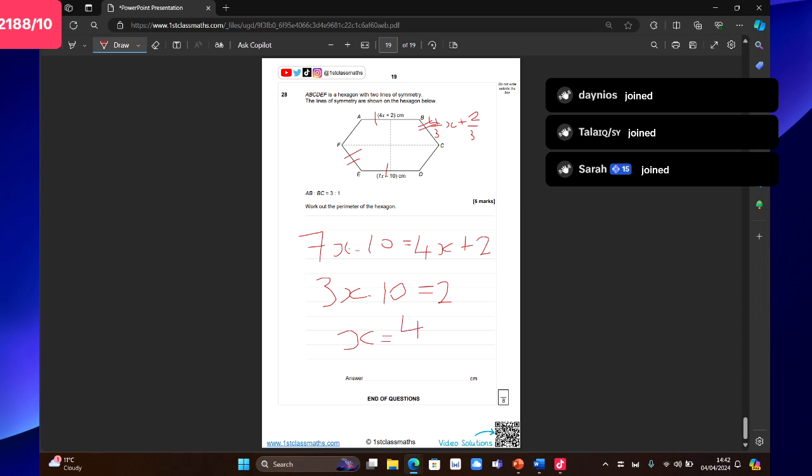So I'm going to sub that in to work out this length here. Okay, so 4 times 4 is going to be 16, plus 2 is going to be 18. So AB is equal to 18, and then DE is going to be equal to 18. Are we happy with that so far, guys? Does that make sense so far?